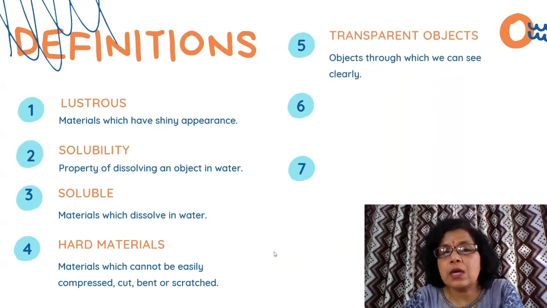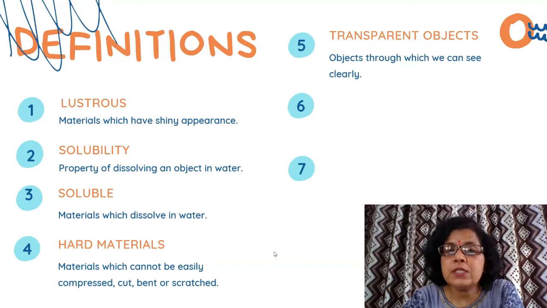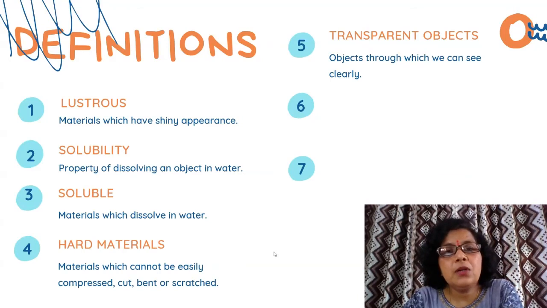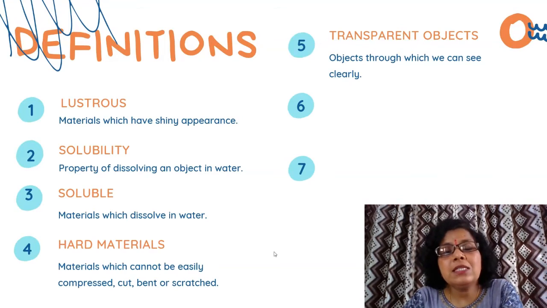Now let's come to transparency. Transparent objects. Objects through which we can see clearly. For example, a window pane. Glass which is used in a window pane is transparent, and that's the reason that we can see very clearly through it.